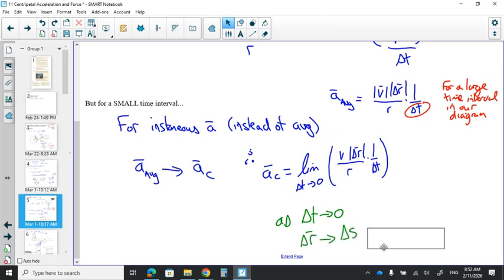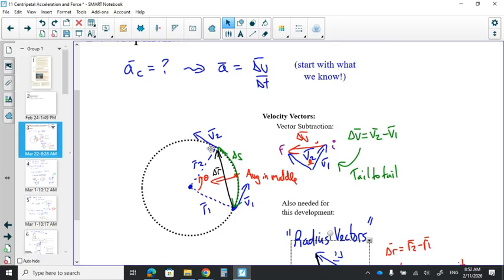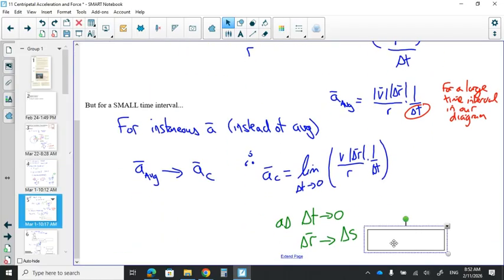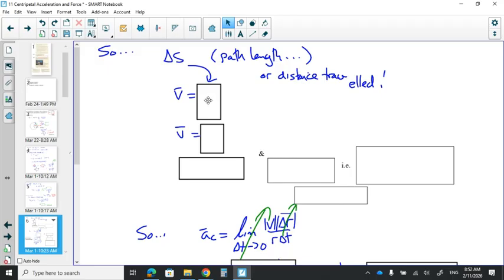But yeah, as the time delta t goes to 0, what you get is this delta r here. That vector subtraction result between these radius vectors, that straight line, approaches the same value as the path distance, the path length. That's delta S. So now we can focus on that actual path length. Velocity equals distance over time, which is our path length over our time.